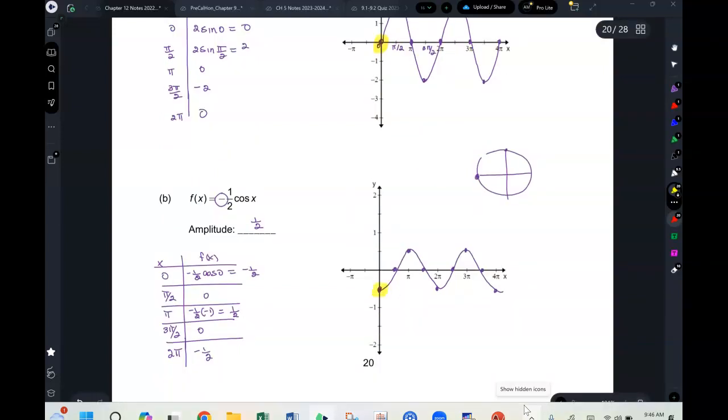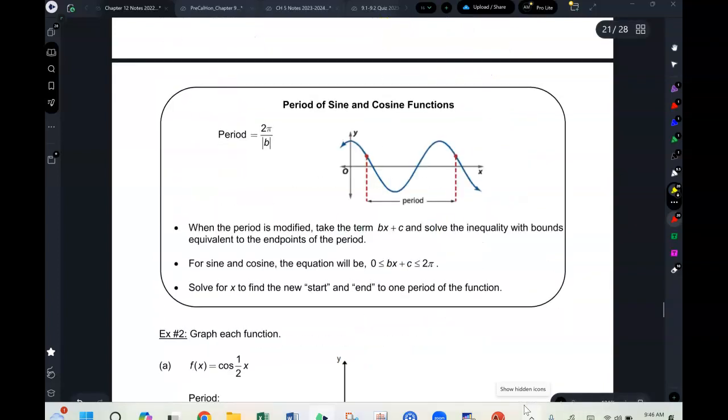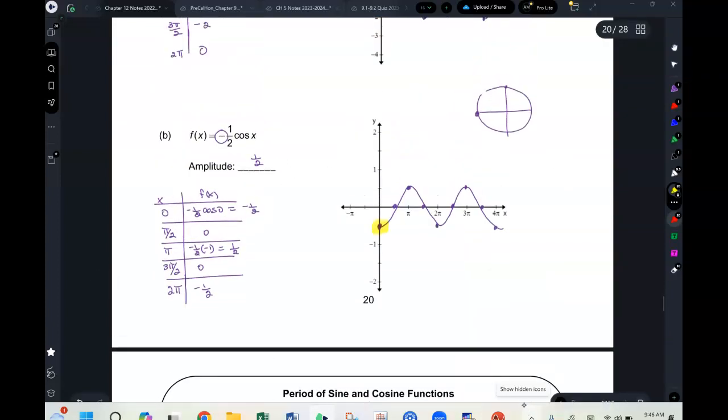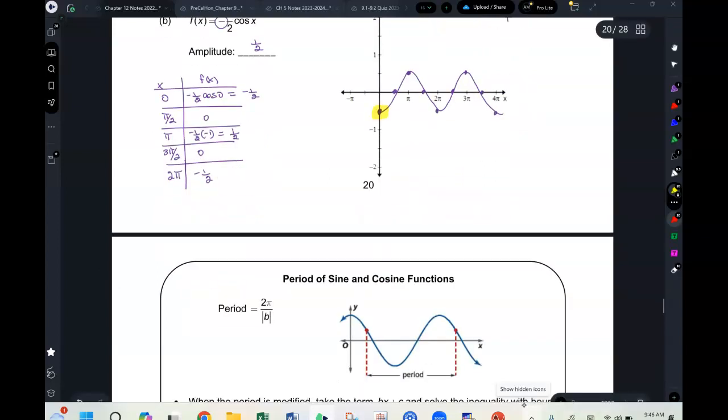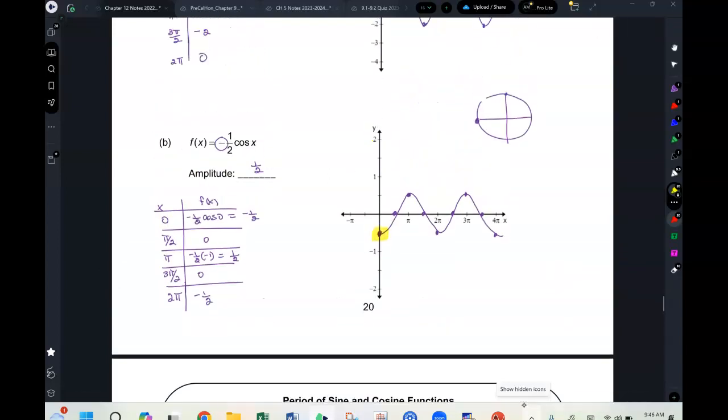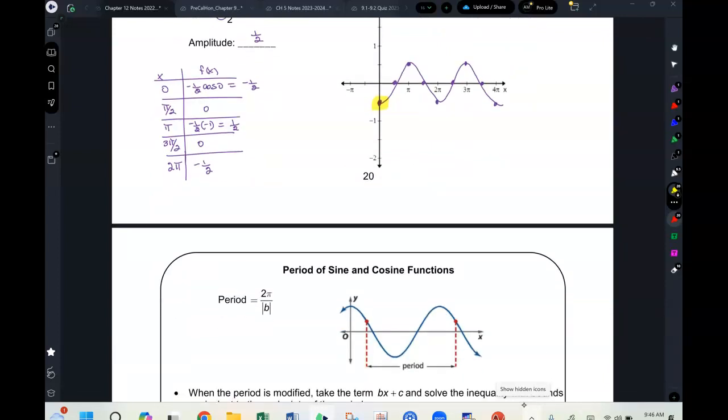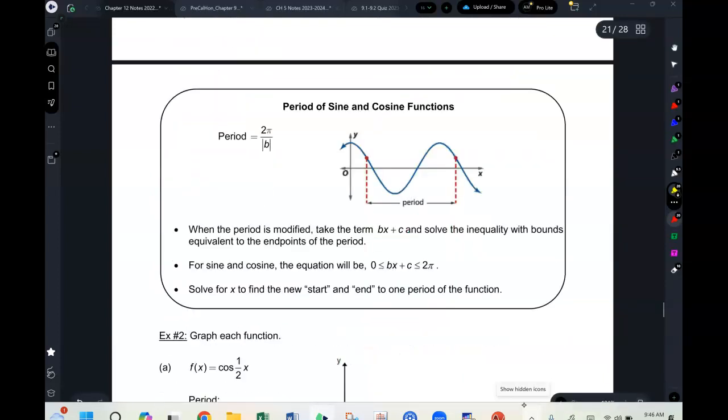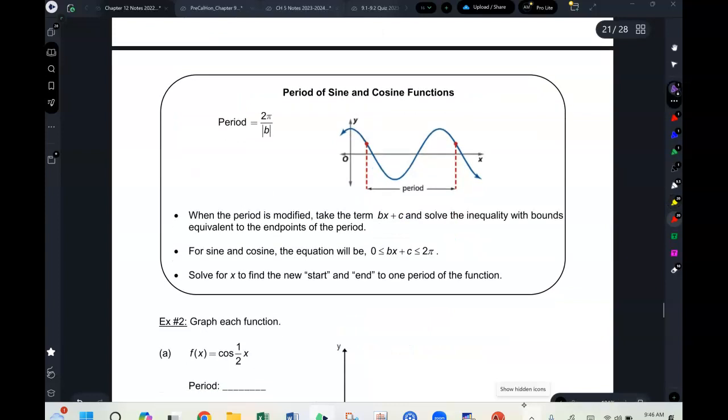When x was 0, cosine started away from the horizontal axis. Fabulous. That's how we deal with amplitude. And do you also see how here the amplitude was 1/2? So it's literally like a shorter wave. If you're musically inclined, this would be like turning the volume down. All right, so the period.